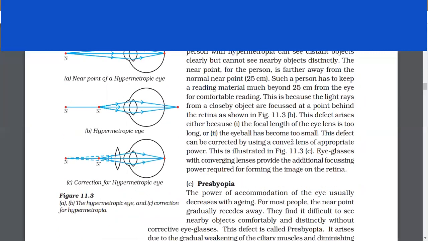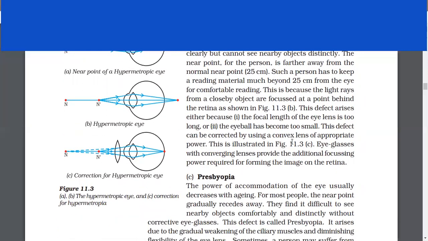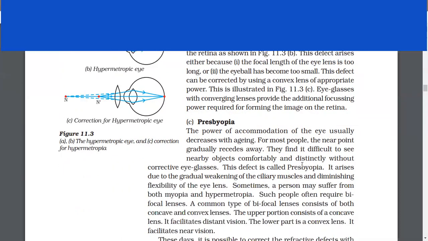This is because the light rays from a close-by object are focused at a point behind the retina as shown in figure 11.3b. This defect arises either because the focal length of the eye lens is too long or the eyeball has become too small. This defect can be corrected by using a convex lens of appropriate power. This is illustrated in figure 11.3c. Eyeglasses with converging lenses provide the additional focusing power required for forming the image on the retina.